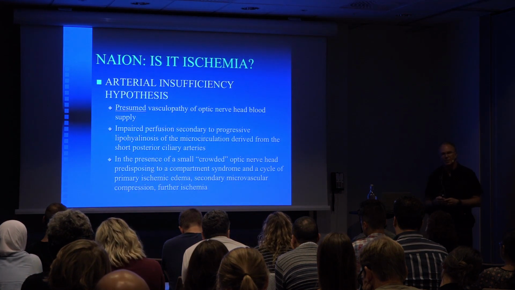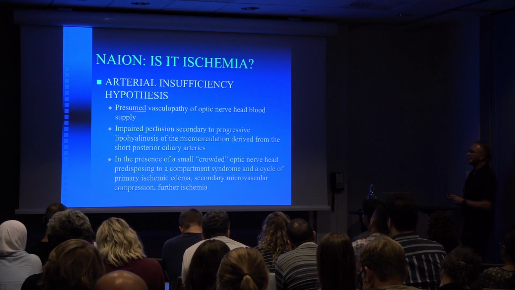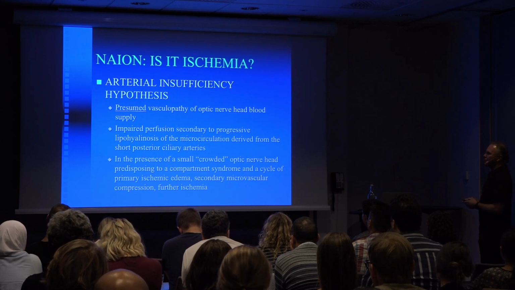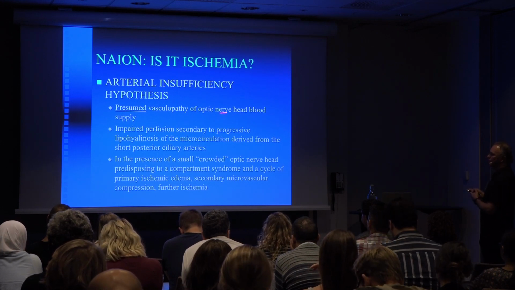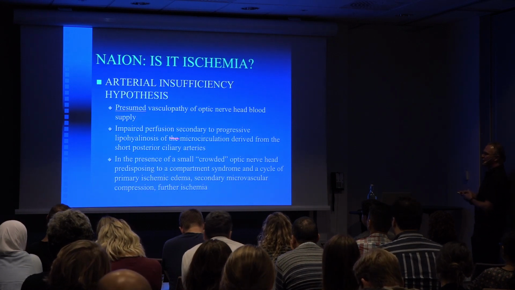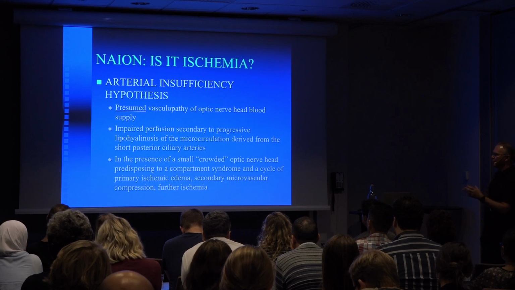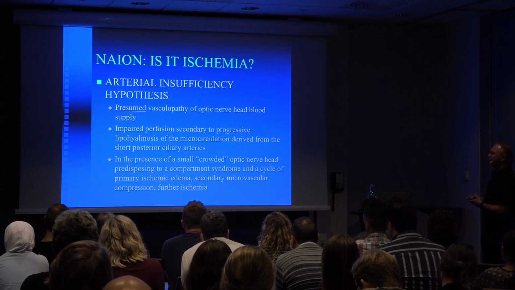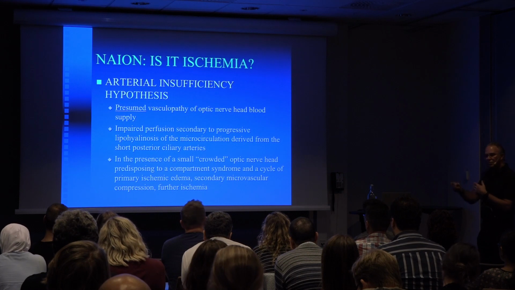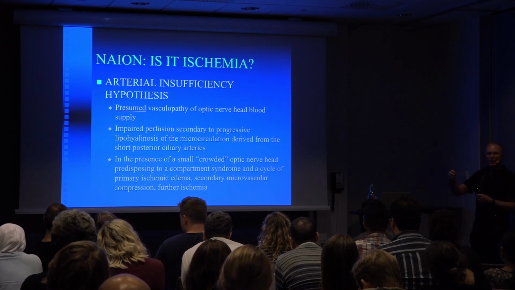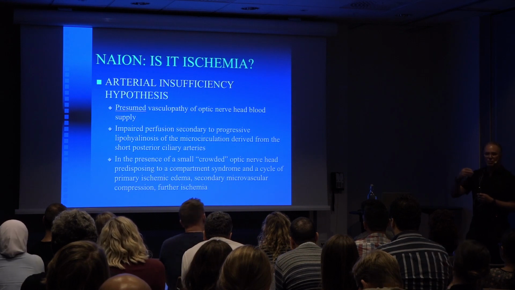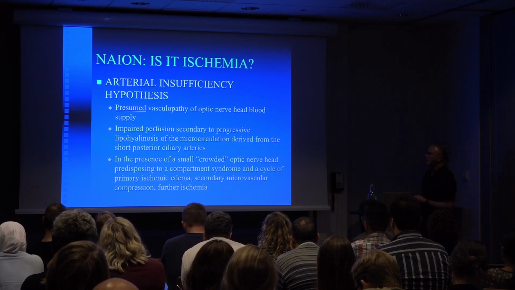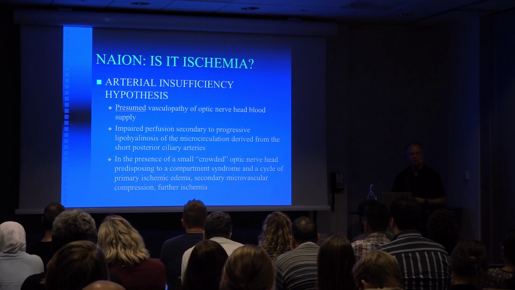So a question that has been coming up in the past few years is, is it really ischemic? What evidence do we have that it's ischemic? So the hypothesis for arterial insufficiency is that it's a vasculopathy of the optic nerve head blood supply. There's impaired perfusion secondary to progressive lipohyalinosis or some other process of the microcirculation. The circulation that's derived from the short posterior ciliary arteries, and in the presence of a small crowded nerve head, which is predisposed to having this vicious cycle. You get some swelling, it'll compress the vasculature, which will produce more ischemia, produces more swelling, and you get this cascade effect, and it results in an infarct in the nerve. That's the arterial insufficiency hypothesis.